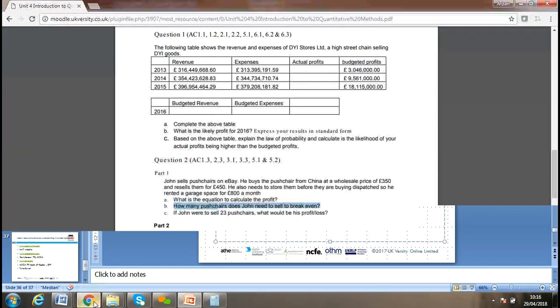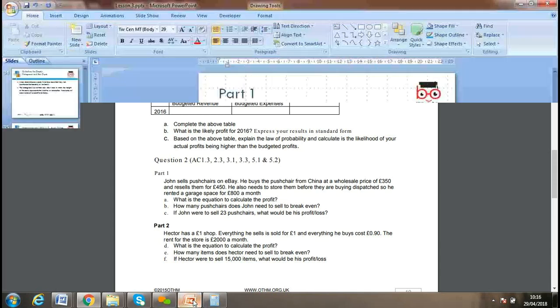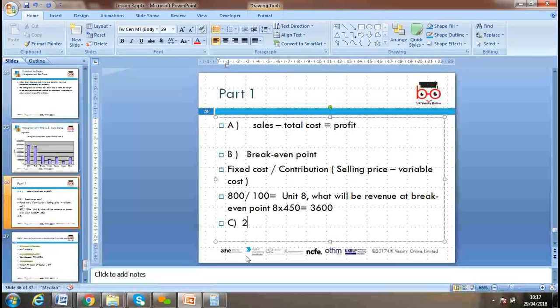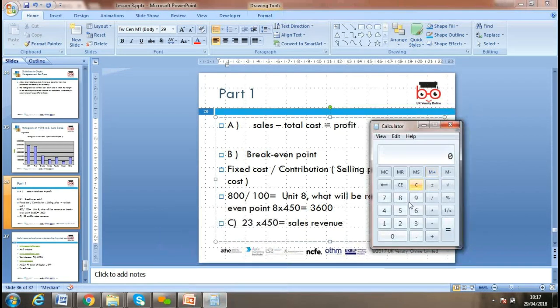Daniel, you okay? You getting me? If John sells 23 chairs, what would be his profit or loss? So we will multiply 23 by the selling price, 450, equal to the sales revenue. And then we'll subtract the total cost.